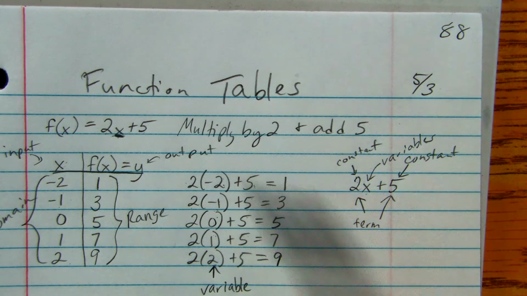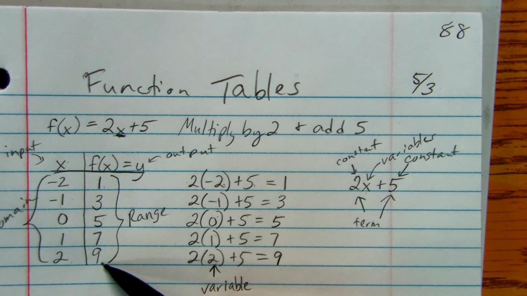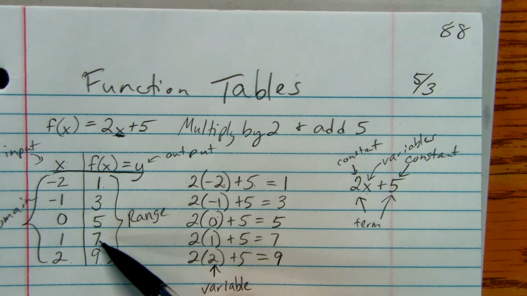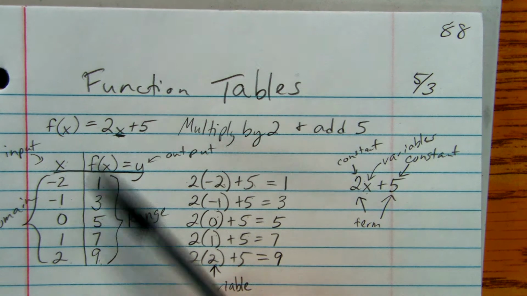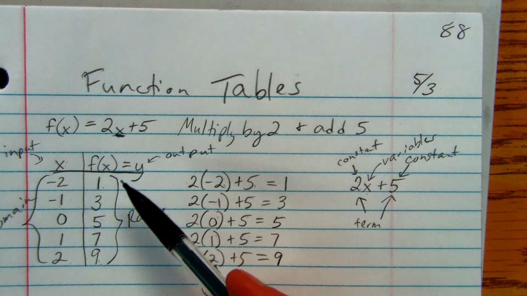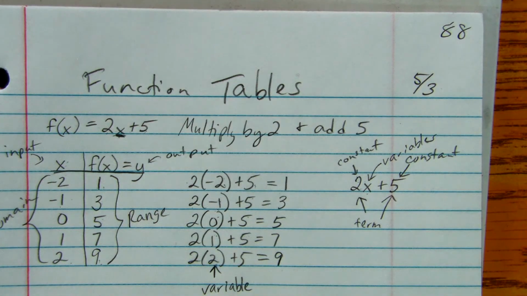You might also notice that the changes in the y values were pretty much the same every time. This went up 2, this went up 2, this went up 2, this went up 2. That's because we were multiplying by 2. But they're not even numbers 2, 4, 6, 8 because we also added 5, which changed it a little bit.